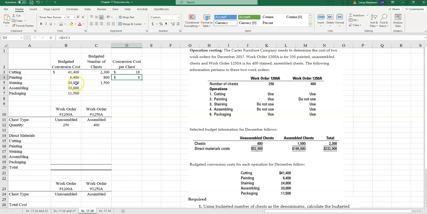So when I take my $24,000 of overhead costs associated with staining and divide that by only the number of chests that are going to be stained, I'm going to get a cost of staining of $16 per chest.